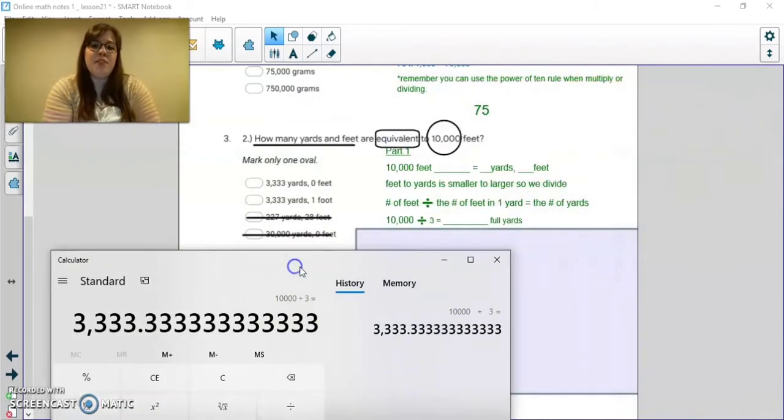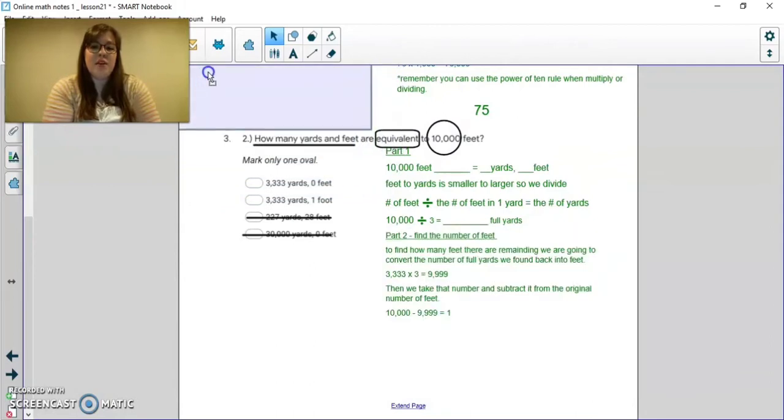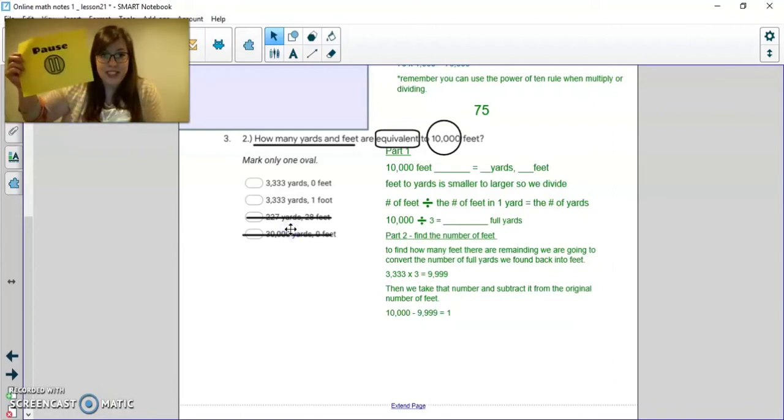However, if I wanted to prove this, this is what I would do. Over here you can see what I did was I took the number of feet, so I just calculated the 3,333 yards, and I'm bringing that back to feet, and then I'm subtracting that from our total. So once I subtracted 10,000 minus 9,999, I got 1. So you can pause and record your answer as 3,333 yards in 1 feet.